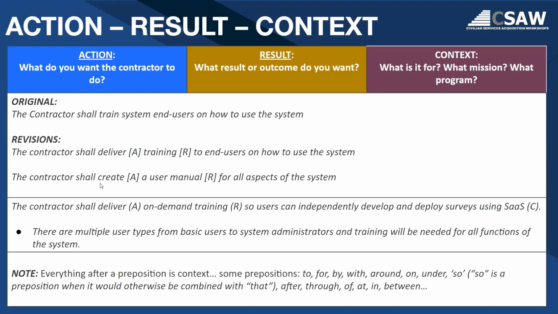And our performance standards are going to talk about the quality of the user manual in terms of how it's drafted, its completeness, its accuracy. So we will have to have the user manual. So we don't need to ask them to deliver it as well. We just say create a user manual for all aspects of the system. The artifact that will be provided to us is the user manual because that's the result.